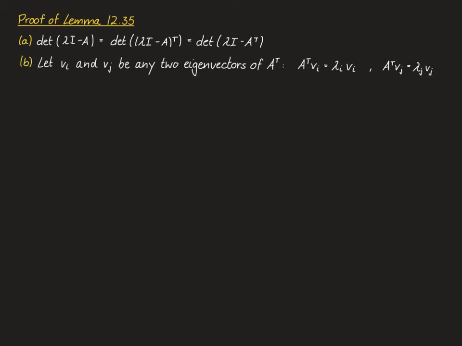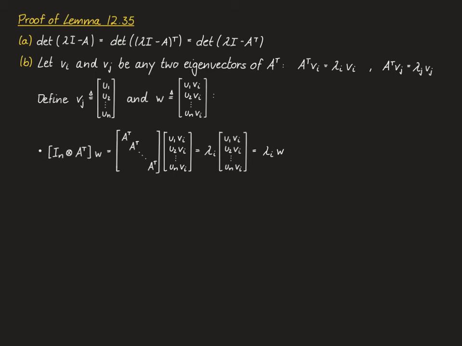For part B, let Vi and Vj be eigenvectors of A transpose, meaning that A transpose times Vi is lambda i times Vi, and A transpose times Vj is lambda j times Vj. Then we define the scalars u1, u2 up to un as the elements of the eigenvector Vj, and we define the vector w as the stacked up vector of u1 times Vi, u2 times Vi, and so on, down to un times Vi.